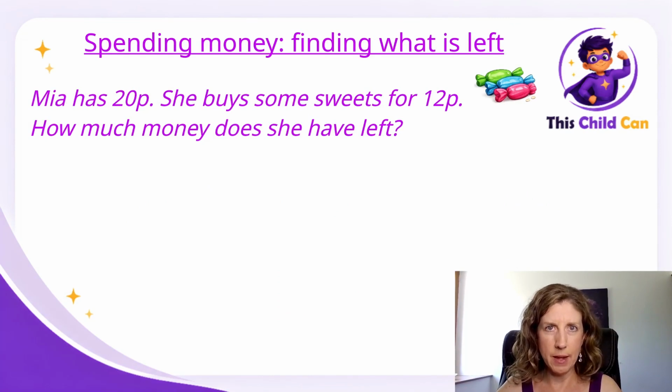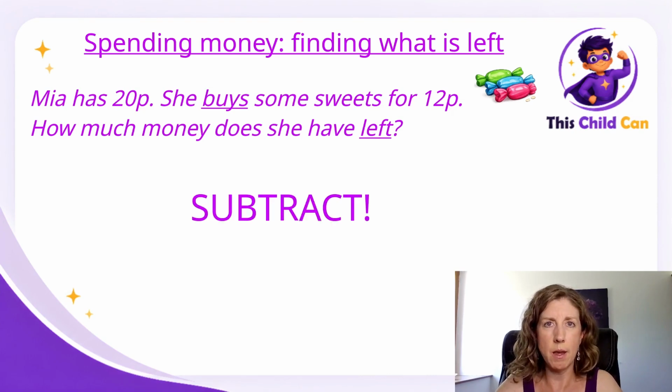First of all, let's underline the key words. Here, they are buys and left. What is this money story telling us? Well, Mia starts off with 20p in her purse. She then spends 12p of her money on some sweets. These words are suggesting that we need to subtract because she's giving some money away.